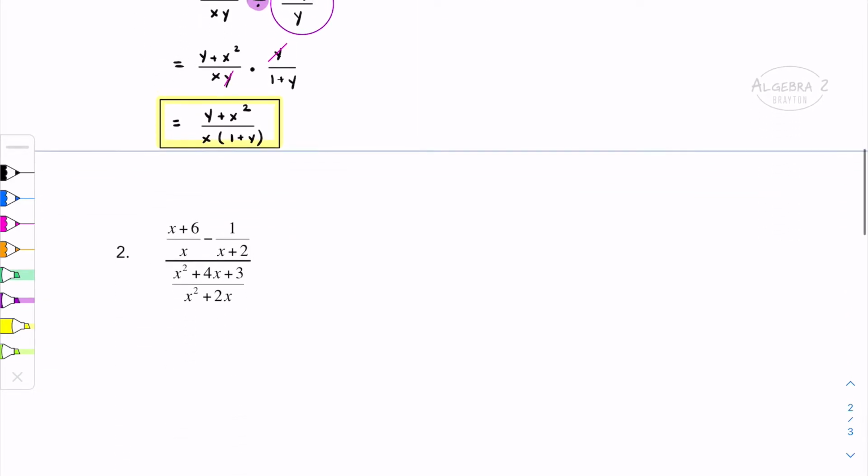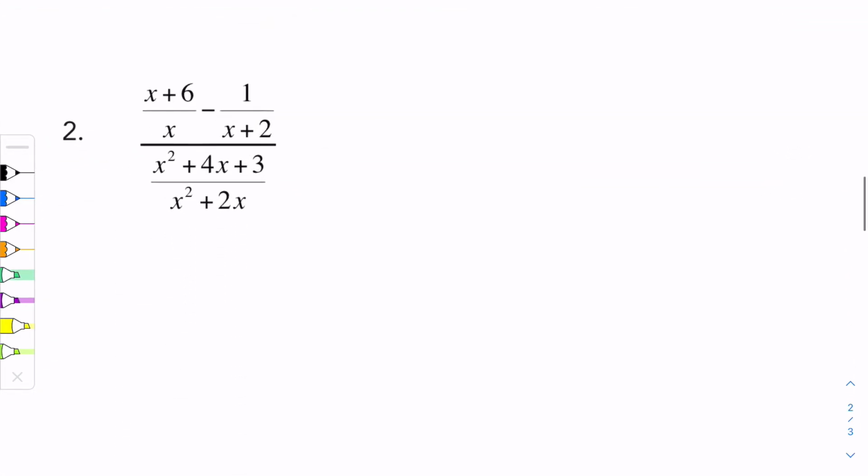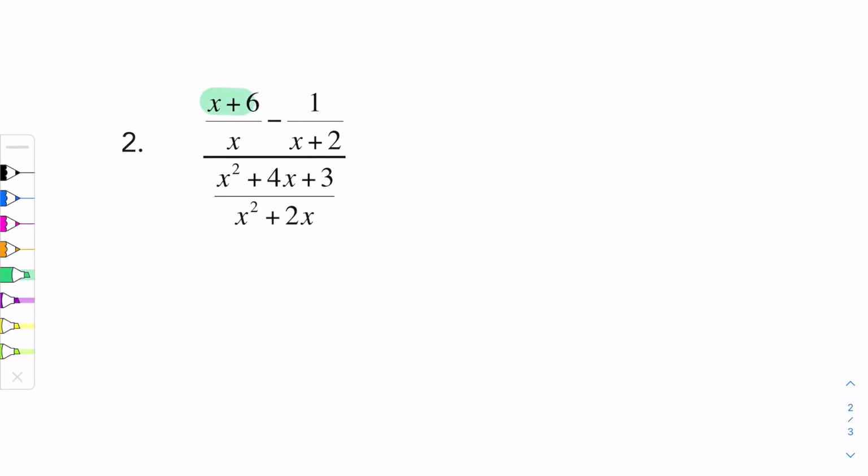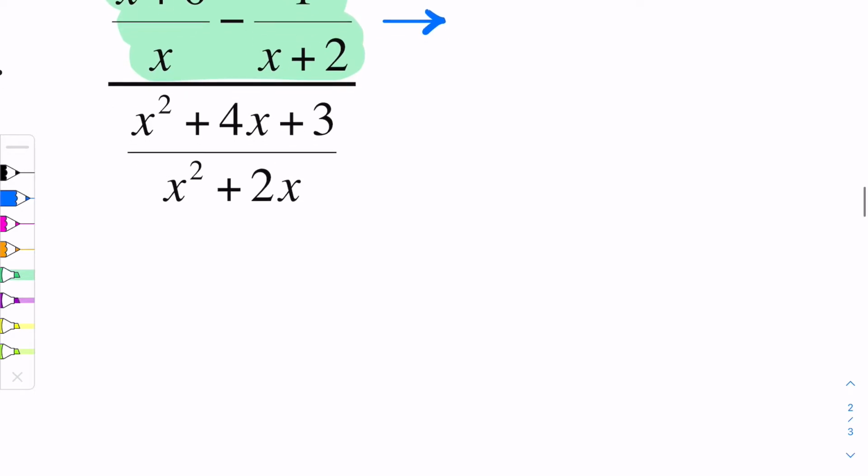As for example 2, for number 2, we have a numerator of x plus 6 divided by x, and we are subtracting 1 divided by x plus 2. For a denominator, we have x plus 2. Now, we have x squared plus 4x plus 3 divided by x squared plus 2x. So I'm going to start by simplifying my numerator, and by simplifying I mean creating one single fraction.